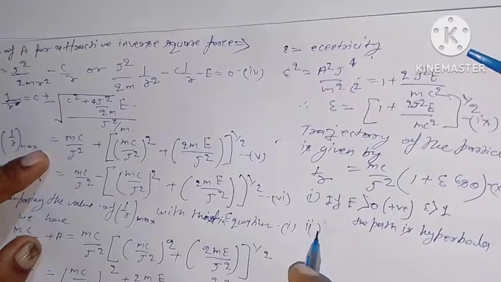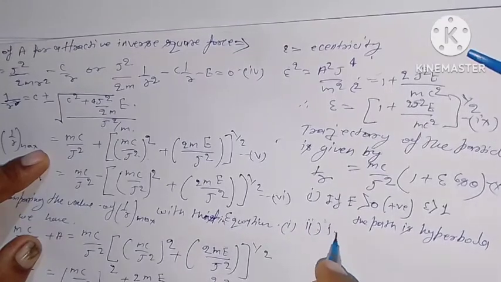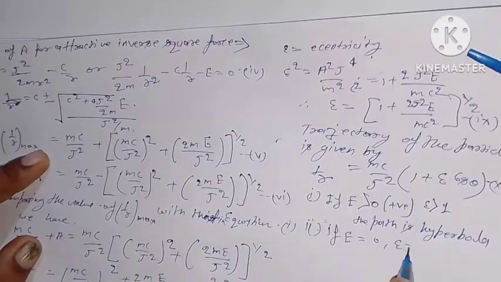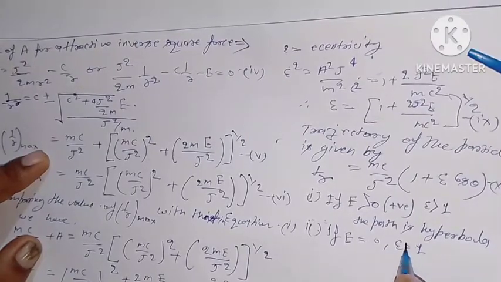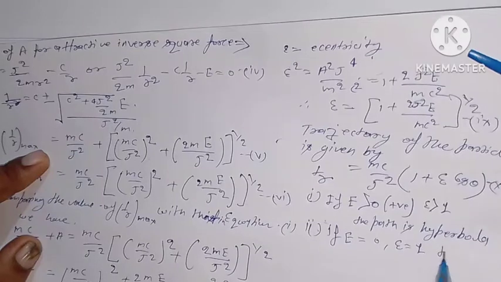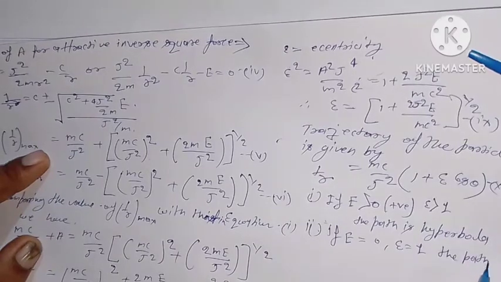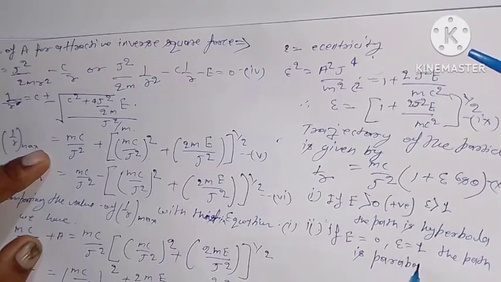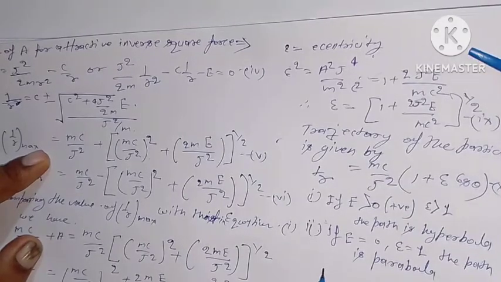Second point: if total energy is 0 and epsilon is 1, the path is a parabola.